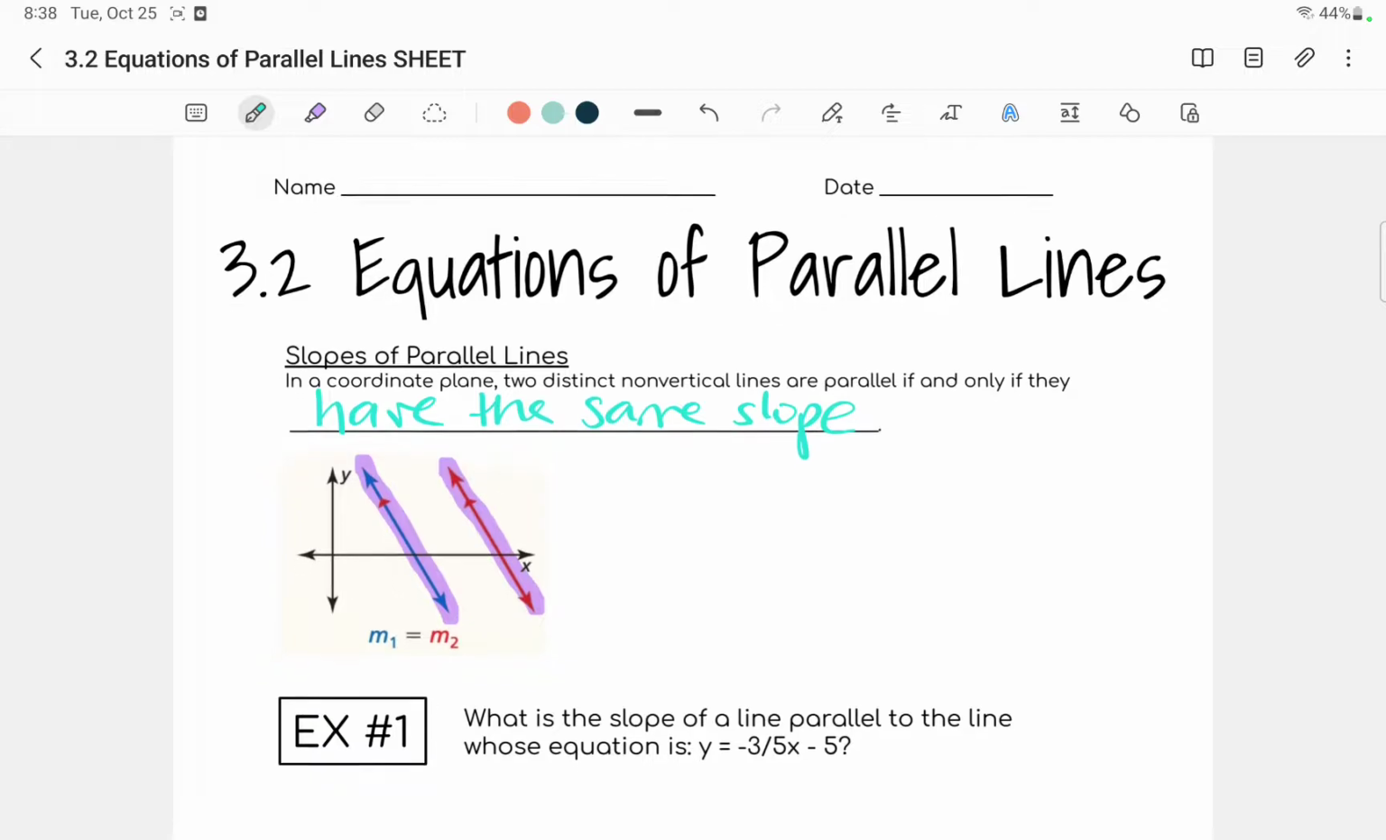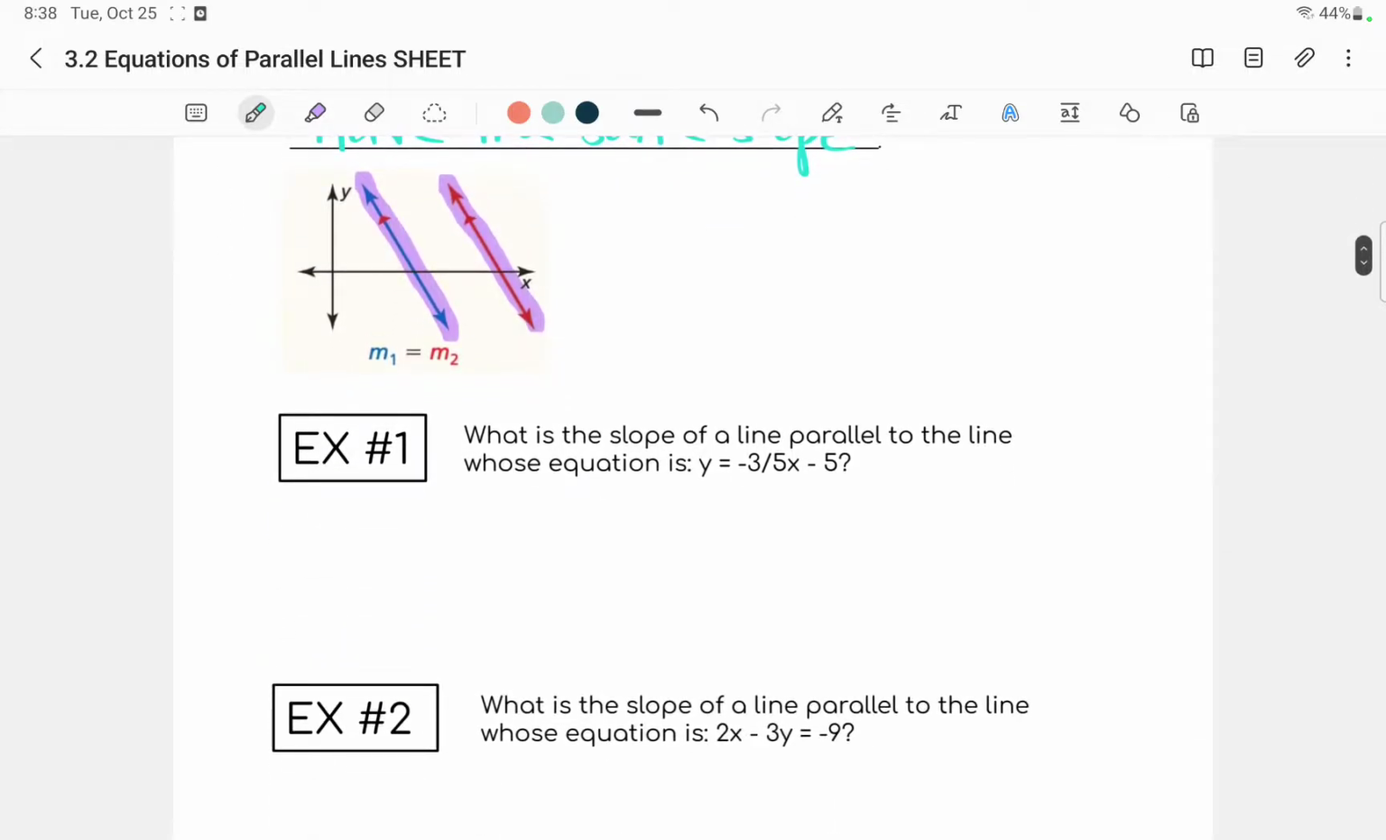So let's go into reading example number 1. What is the slope of a line parallel to the line whose equation is y equals negative 3/5 x minus 5? So actually, there is something else we need to know, and that is slope-intercept form. Hopefully you remember this from last year in algebra, that slope-intercept form is y equals mx plus b, where m is the slope and b is the y-intercept.